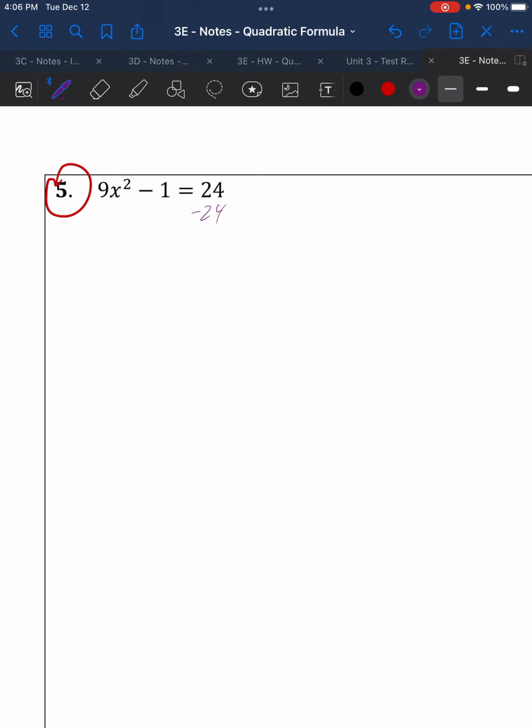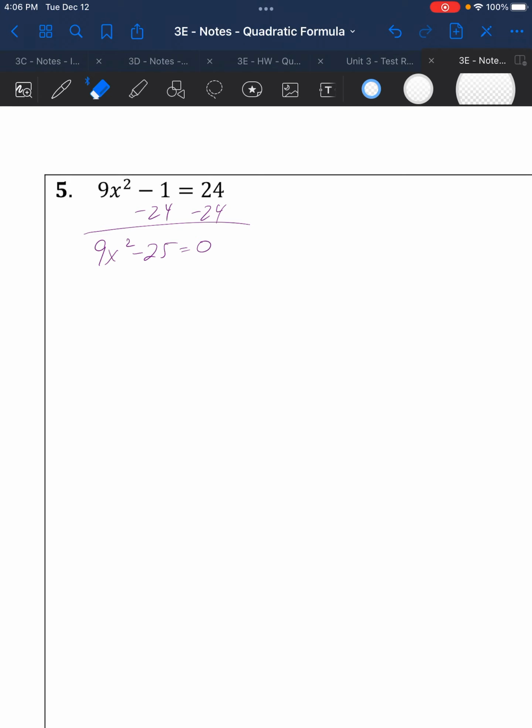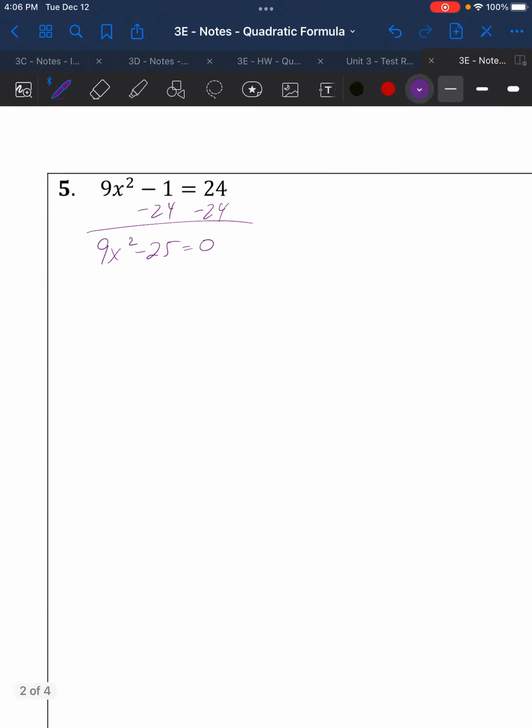All right, number 5, get this into standard form. To do that, I need to subtract 24 to make the equation equal 0. Some of you might be like, why don't I solve this using the square root method? Sure, you certainly can. There's only one x in the problem, but this assignment is to try to work with different types of problems so we can solve them using the quadratic formula.